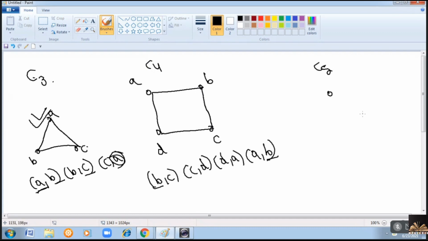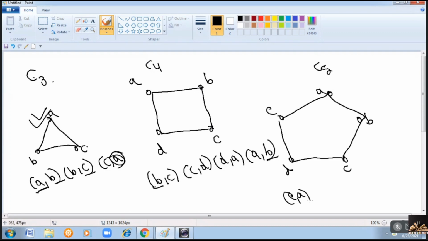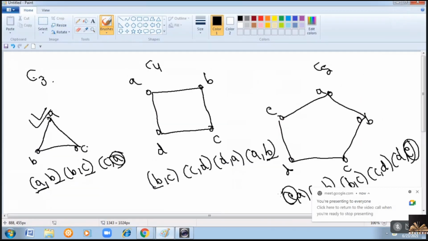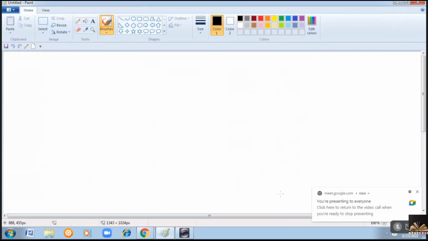C5, 5 vertices are there. Assume A, B, C, D, and E. Assume that it started at E, E to A, A to B, B to C, C to D, and D to E. Started and ended at the same point. We'll call it a cycle graph. Any doubts? And the next type is wheel graph.